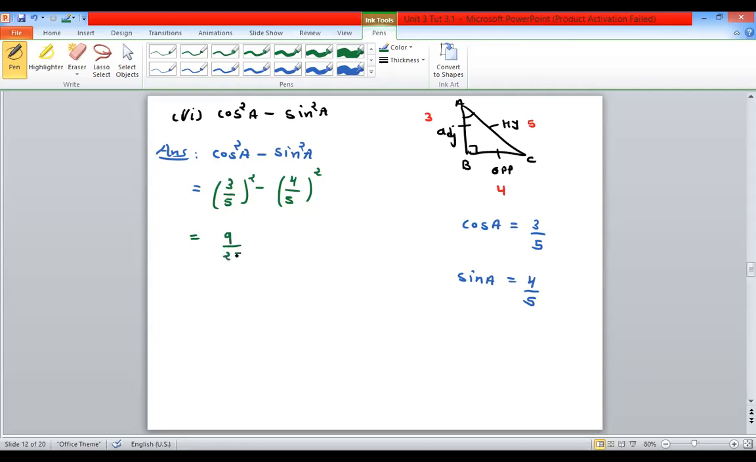Nine, 25, 4 square 16, 25. Both terms have a common denominator. Apply it. Take the LCM. 9 minus 16. So 9 minus 16 is minus 7. Yes, minus 7 upon 25, which is your answer. Hope you understood all 6 examples.